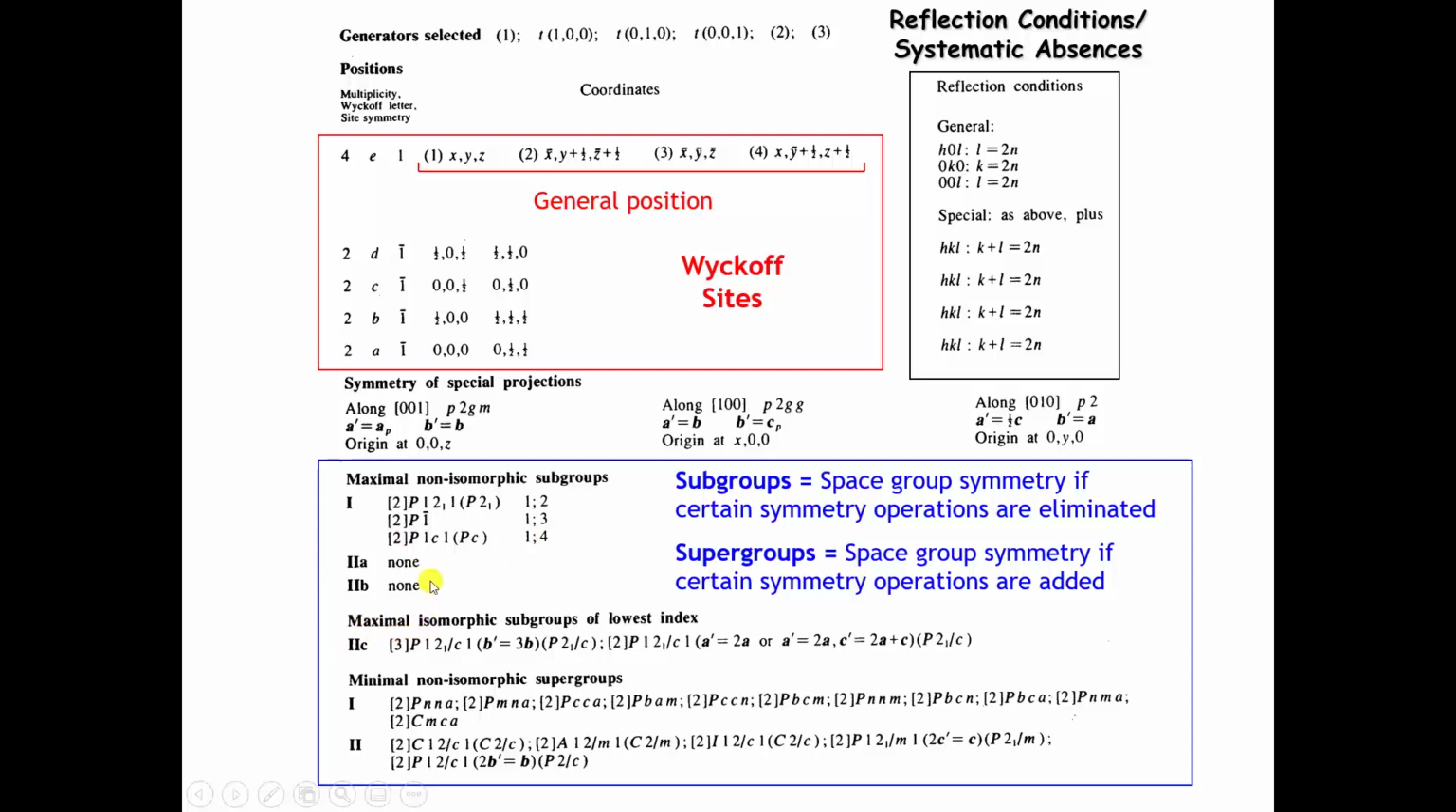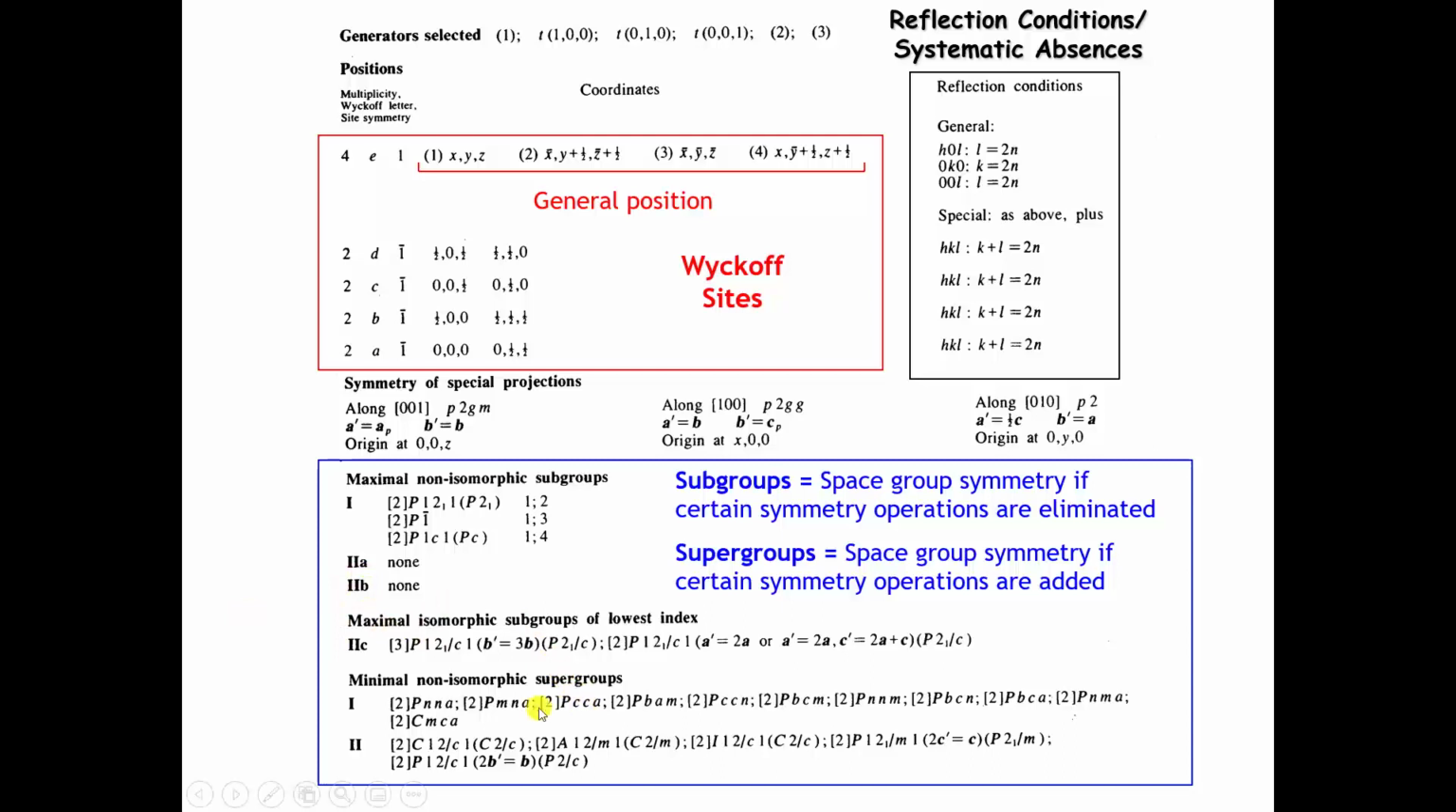Here we don't have any non-isomorphic subgroups of type 2. Those are ones where we keep the same point symmetry, but we lose translational symmetry. So if we had a centered lattice, we might go to a primitive lattice. That would be a non-isomorphic subgroup of type 2a. Or sometimes the unit cell will actually get bigger, and that represents loss of translational symmetry.